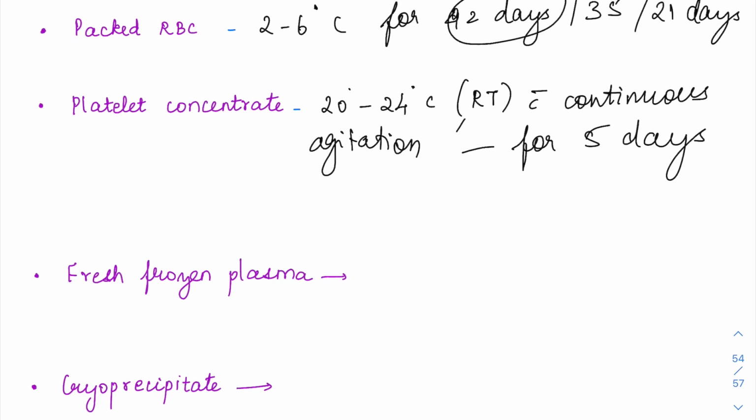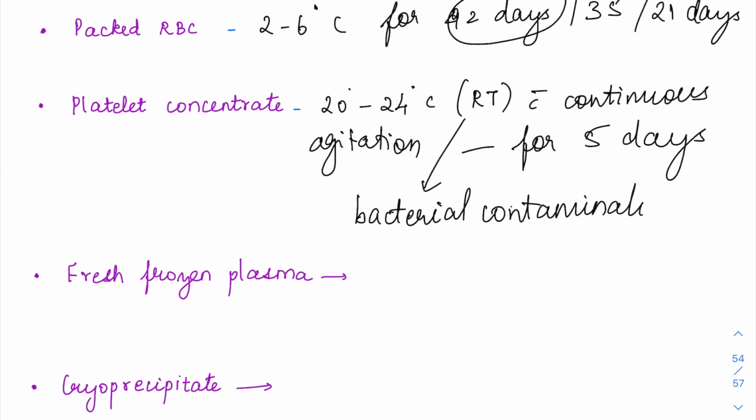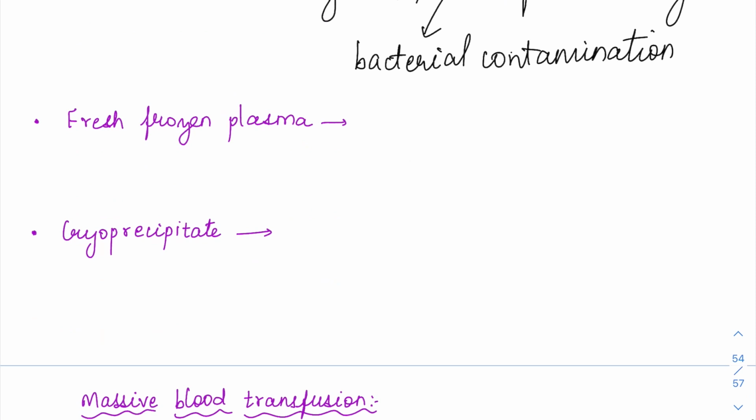Since it is stored at room temperature, this is the blood component which is maximally prone to bacterial contamination. The rest are all stored in the fridge. This is the one which is stored at room temperature, so it is the one most prominently involved with bacterial contamination.